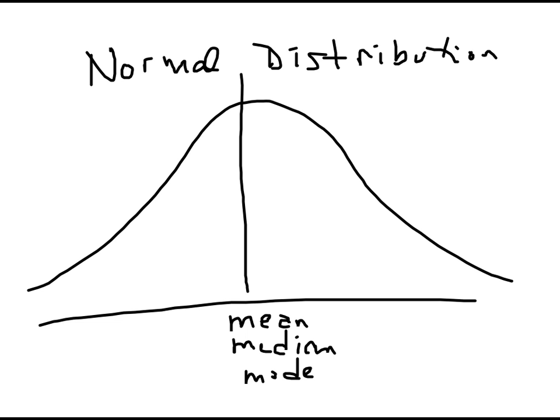So if we were to divide this in half, 50% of our values are on this side of the line, and the other 50% are on the other side of the line. And this is a very important point, and we'll want to come back to this later.